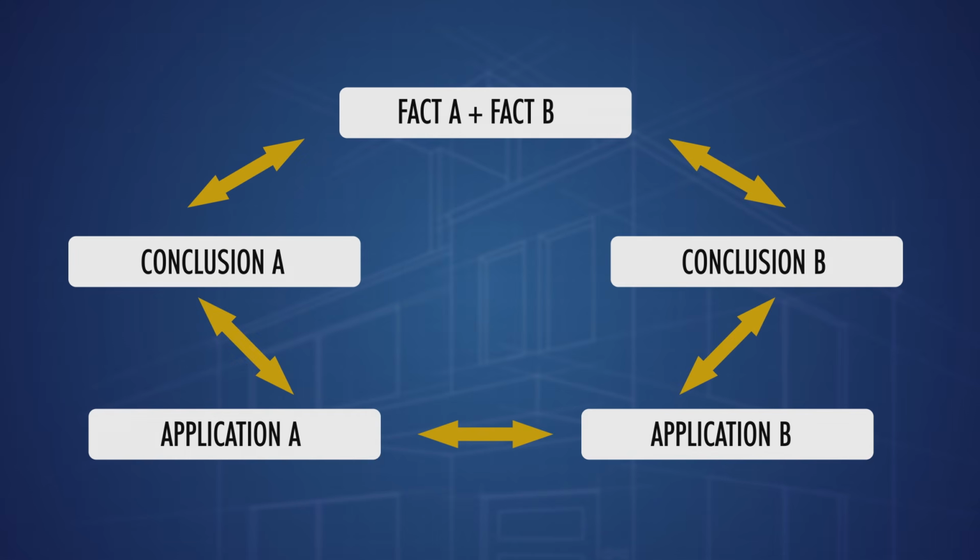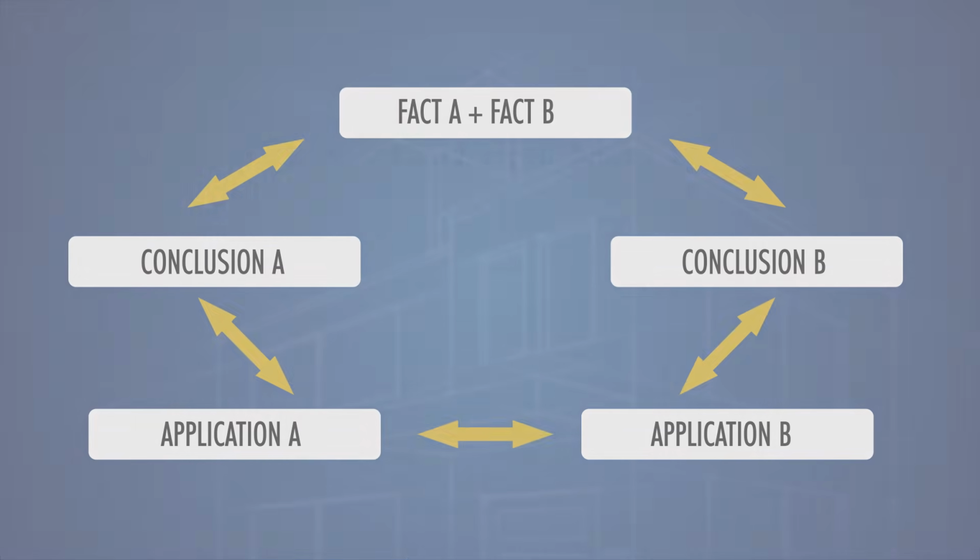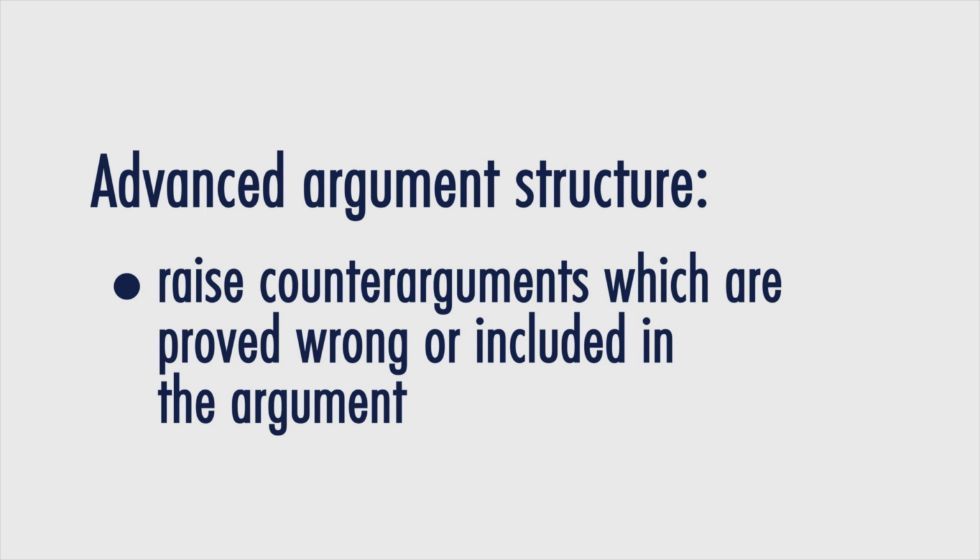In the advanced argument, the logical flow follows the same pattern as in the basic argument, but the writer foresees that somebody may have a possible counter-argument. Therefore, in the advanced argument structure, possible counter-arguments are raised, and the writer deals with them by proving them wrong, or by admitting that they have some validity, and then slightly adjusting the conclusion or implication proposed in the beginning.